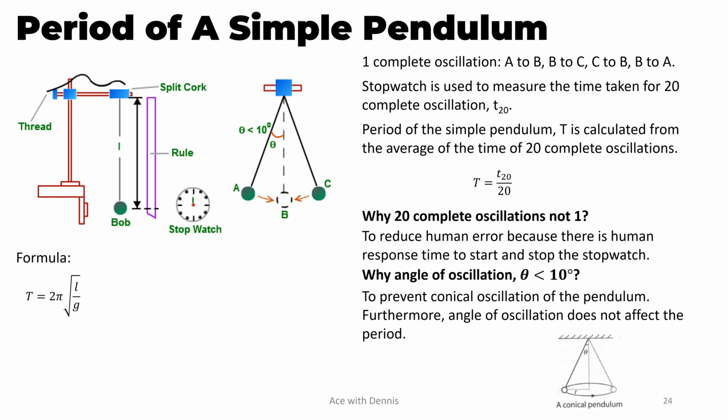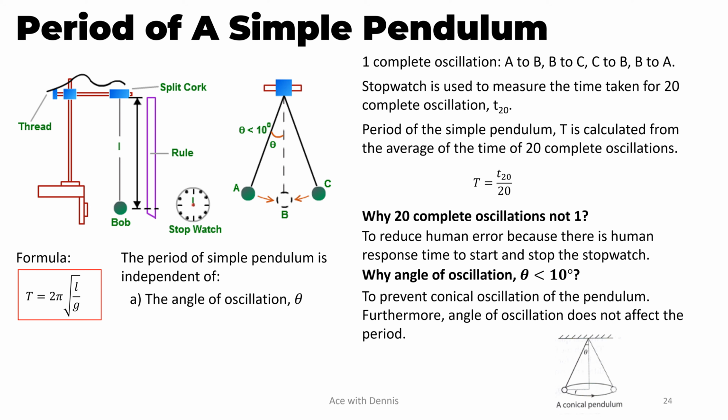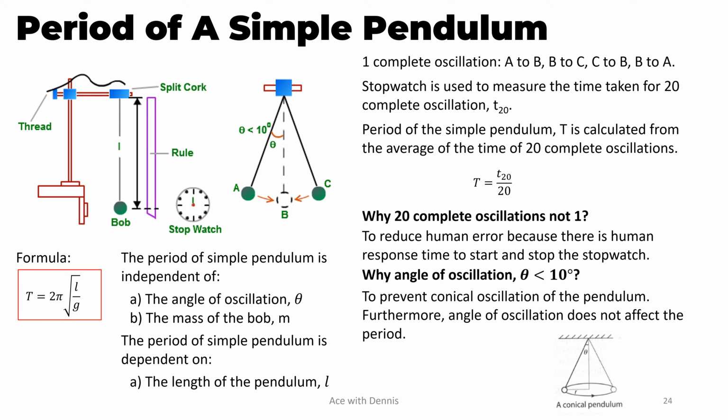The formula to calculate the period of a pendulum is T equals 2 pi square root of L over g. The period of a simple pendulum is independent of the angle of oscillation theta and the mass of the bob m. But the period of the simple pendulum is dependent on the length of the pendulum L and the acceleration due to gravity g.